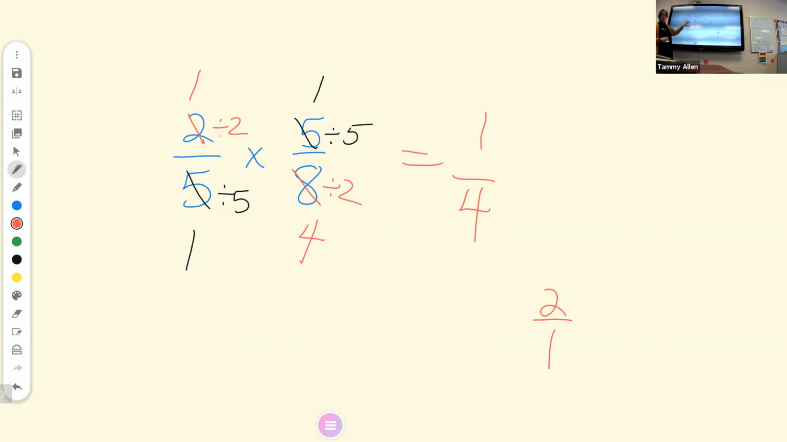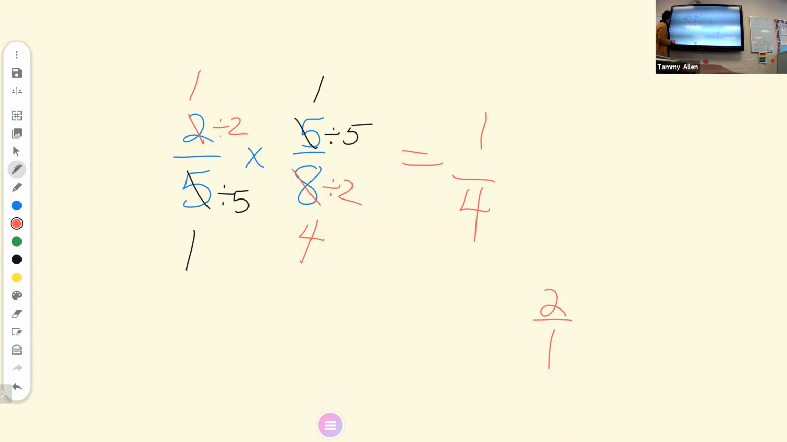If you have done all your canceling here, that final answer will be in lowest terms. If that isn't in lowest terms, you have not done all your canceling. Does that make sense? Ezra? How do you do it when there's like a whole number?